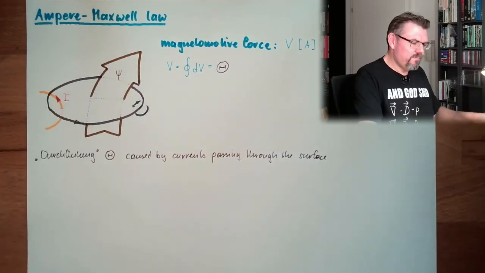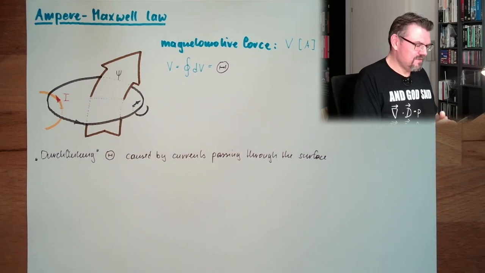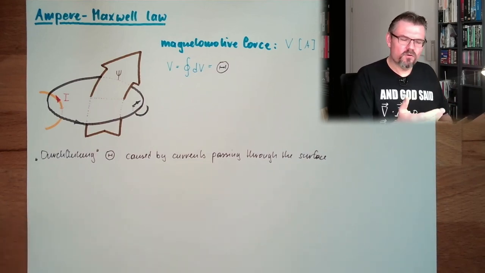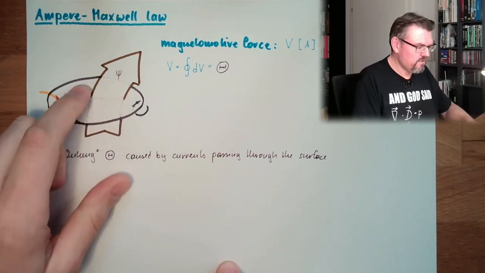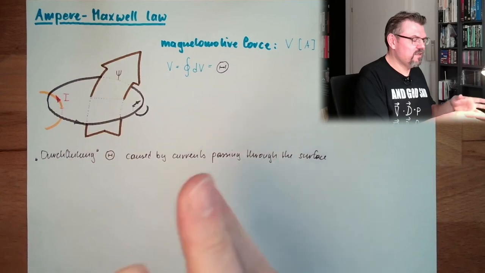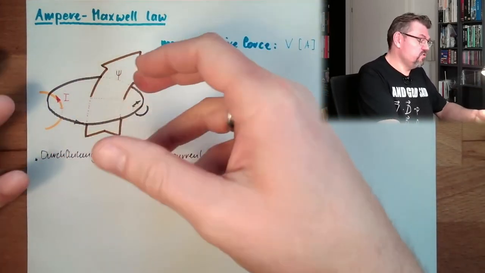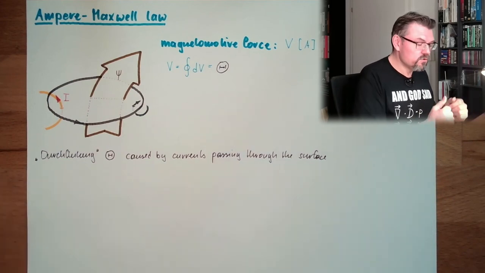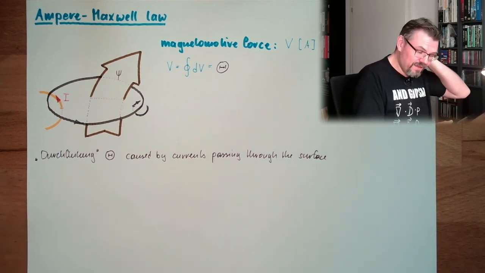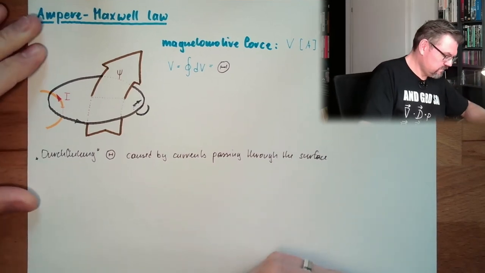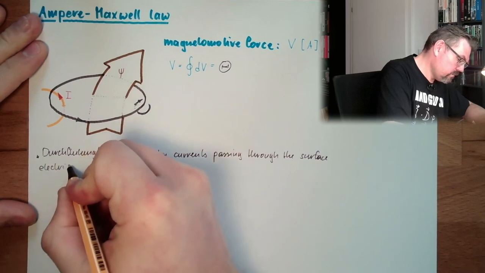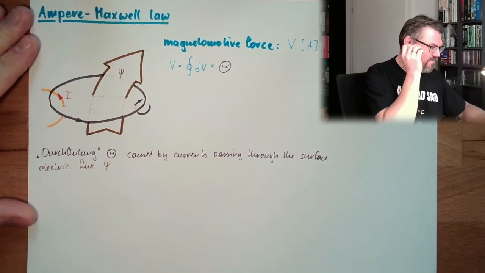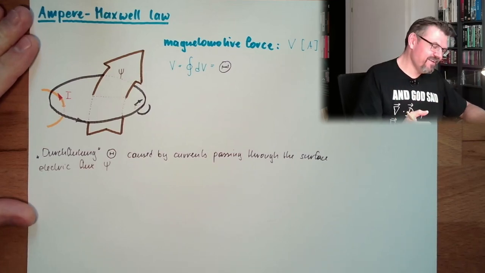Ampere discovered this. But then along came Maxwell and said, yeah, but there are other things also. There's not only current which might have an influence. There's also the electric flux, psi, which I've drawn with the big fat arrow. This electric flux is somehow generated by the distribution of charges somewhere in the area, and so this might also have an influence. And so we have this electric flux psi. And indeed, it has an influence.